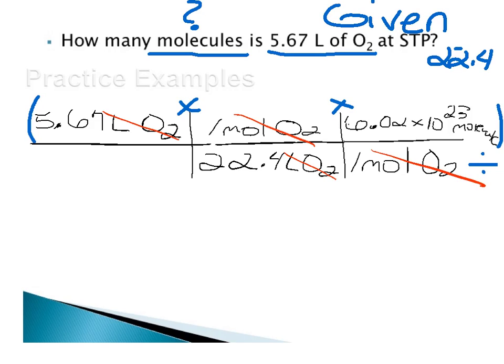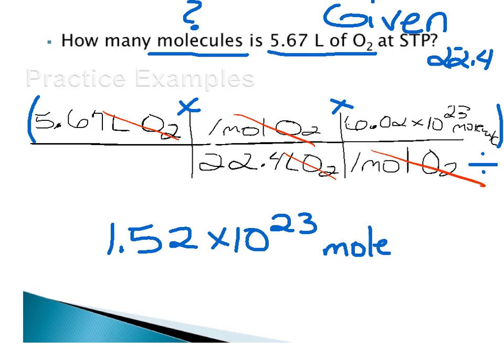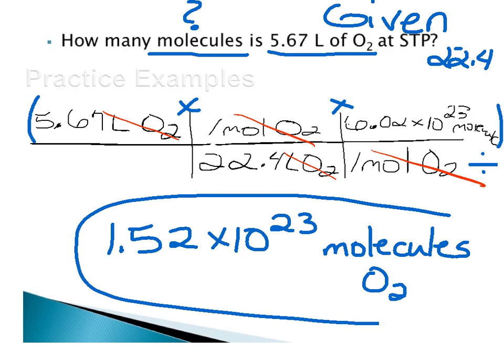Once we get all of that in a calculator and you double check to make sure that you put things in parentheses where they go, it should come out to about 1.52 times 10 to the 23rd. And our units is molecules of O2. And that would be our final answer for this one.